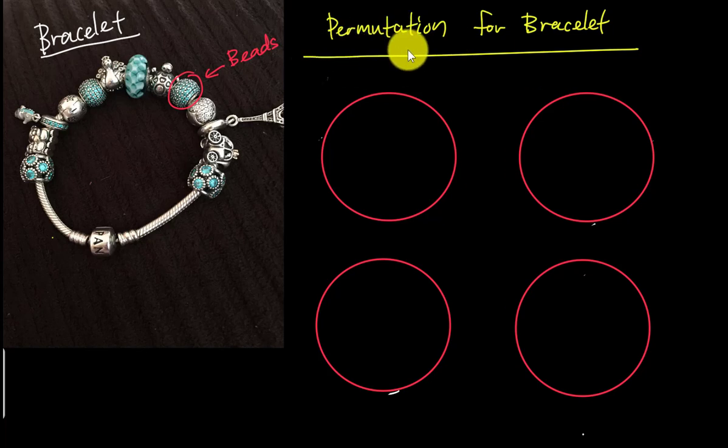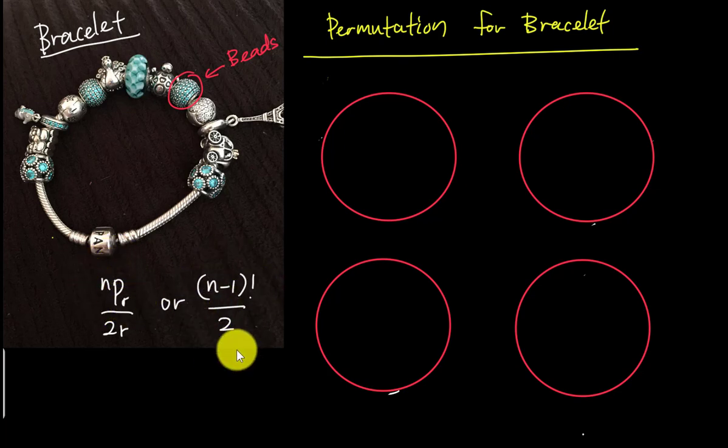Alright, in this video, I will talk about the permutation for bracelet. After I made my last video about the permutation for round table, I introduced a formula which is called nPr over 2r, or (n minus 1) factorial over 2. Both of them use the same method, but with this one you have n items and only choose r items, while with this one you have n items and use all n items. So both of them are the same formula, just used in a different scenario.